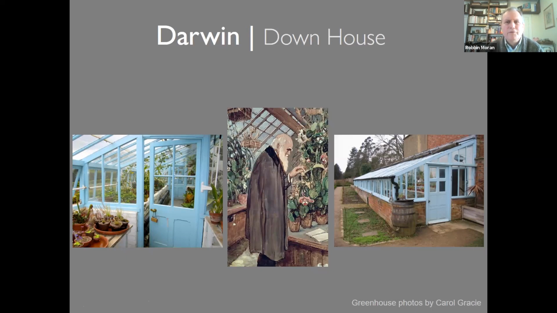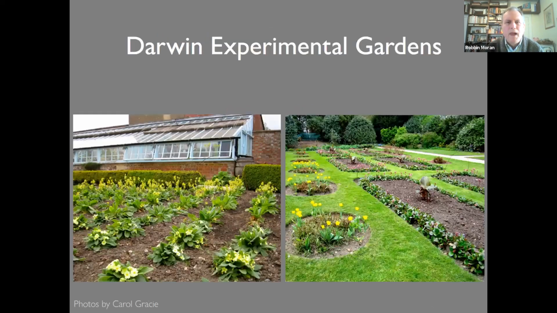Nobody builds 5 greenhouses unless they're really serious, a serious plant person. And at the height of his activity of these researches on plants, he employed 3 full-time gardeners. So he was a very serious plant person, no doubt about it. Here's outside of that greenhouse in the lawn behind Down House, there were experimental beds. And here they are shown with the greenhouse in the background.